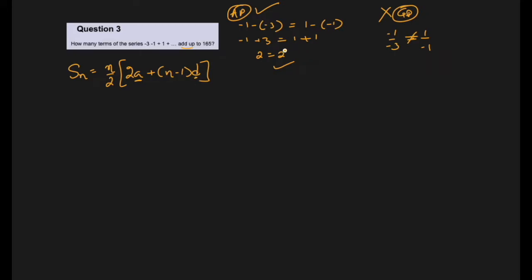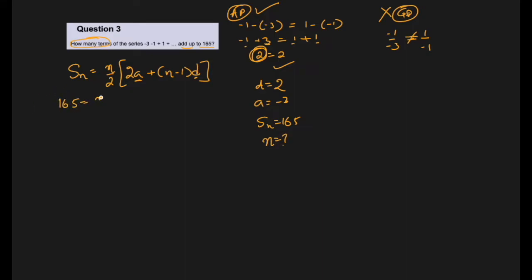d we just got it, 2. Second term minus first term, or third term minus second term gives you d, so d is 2. a is minus 3, the first term, we know it. And Sn is 165 because they add up to 165. So we know everything except n, and that's what they're asking. How many terms? That means find n. What is n? So let's put everything here.